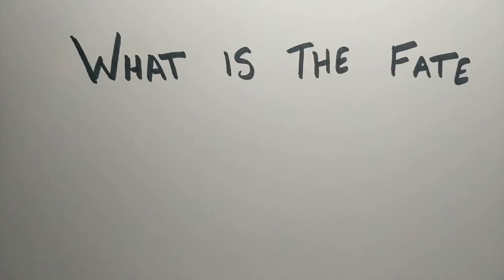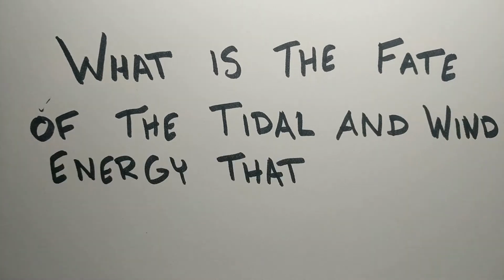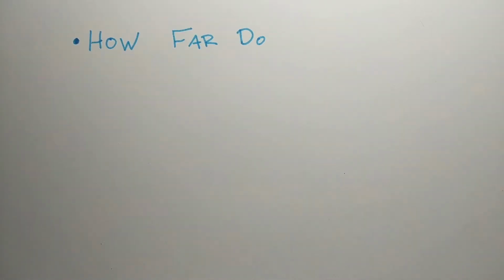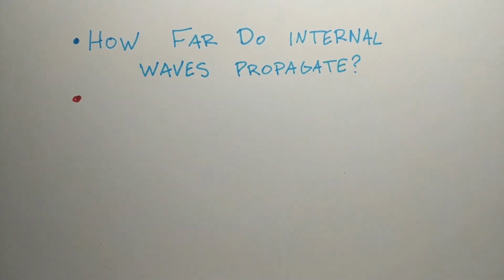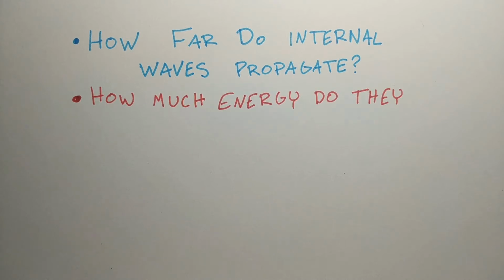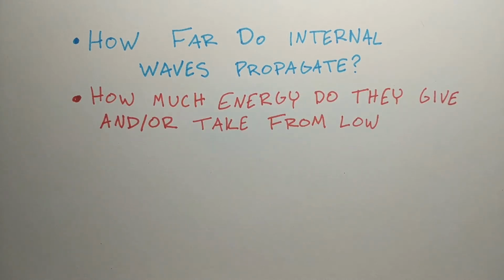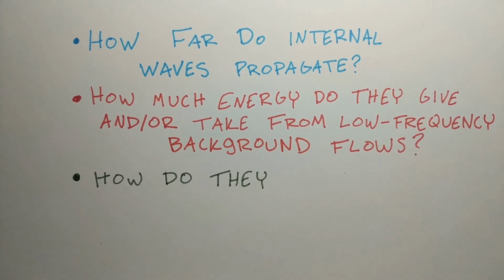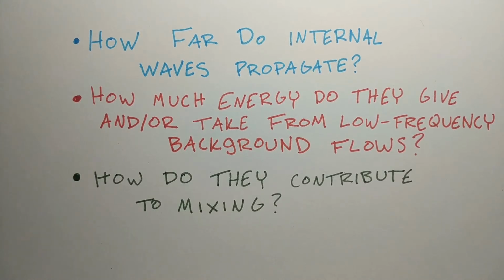While we know a good deal, although still not everything, about how internal waves are generated, a big open question is this. What is the fate of all of the tide and wind energy that is input into the internal wave field? This question can be broken down into three sub-questions. 1. How far do internal waves travel? 2. How much energy do internal waves give and take from low-frequency background dynamics? And 3. How do internal waves contribute to mixing? Or more specifically, what sets the conditions for internal wave breaking?